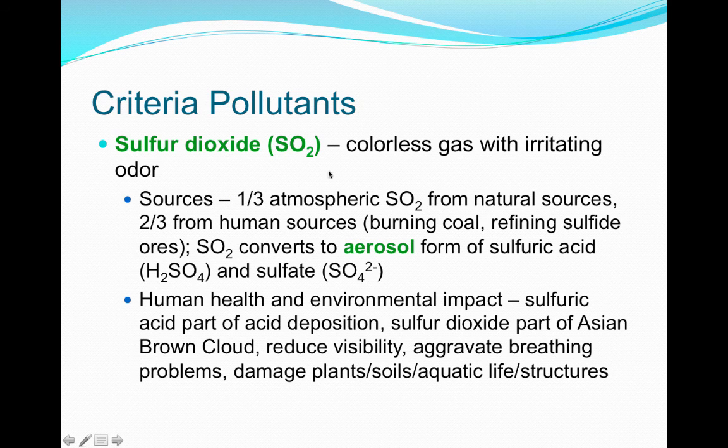Okay, the next criteria pollutant is called sulfur dioxide. It's SO2, and it's absolutely irritating in its odor. It can cause upper respiratory issues, but its biggest problem is when it combines with water vapor in the air and forms a secondary pollutant, which is sulfuric acid. You need to know that's H2SO4, and then it can form a solid version of itself that has this ion called sulfate in it.